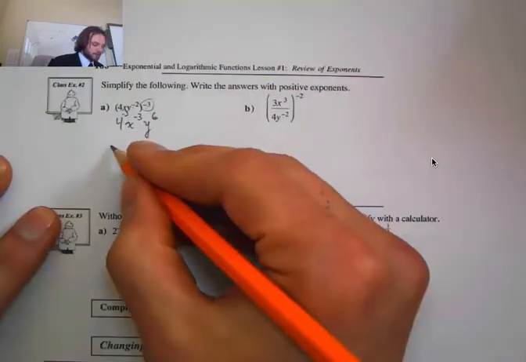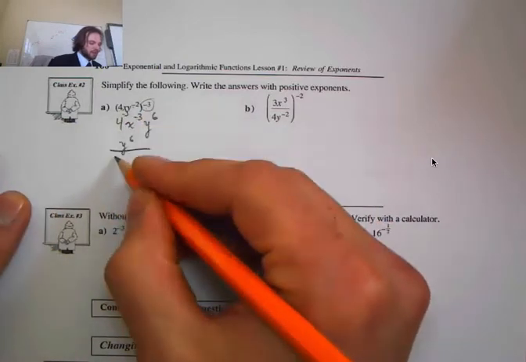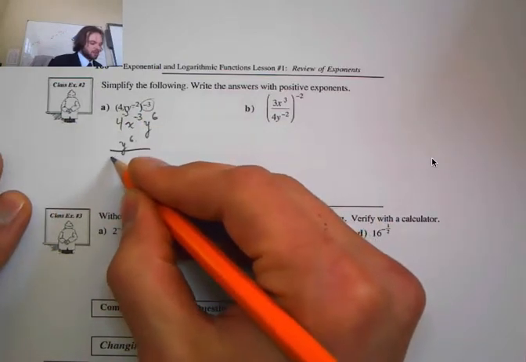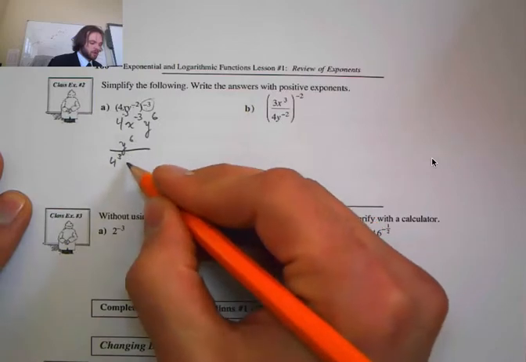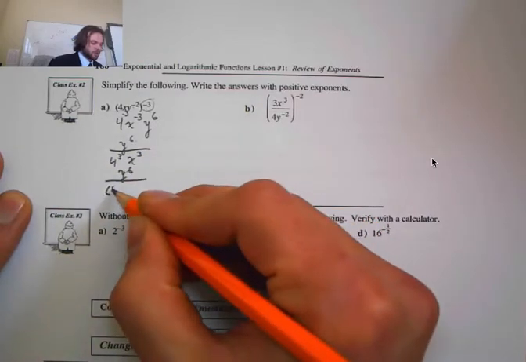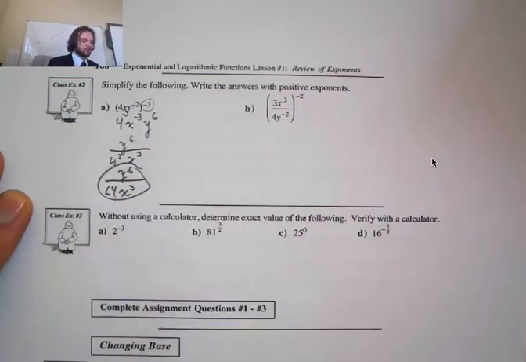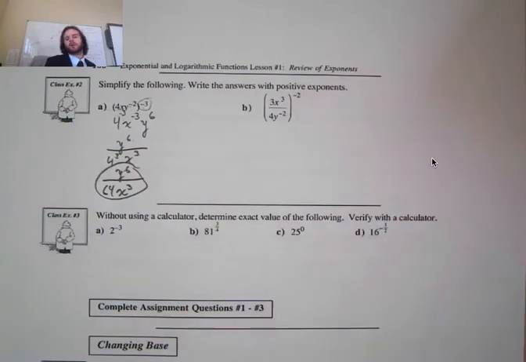So we end up getting y to the power of 6 all over 4 to the negative 3, which is going to be 4 to the 3, which is 64, and we have x to the 3. So that's y to the power of 6 all over 64 x to the 3. And this is my solution. Let's take a look at this next one.